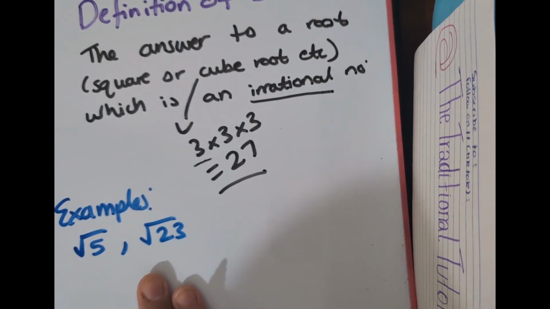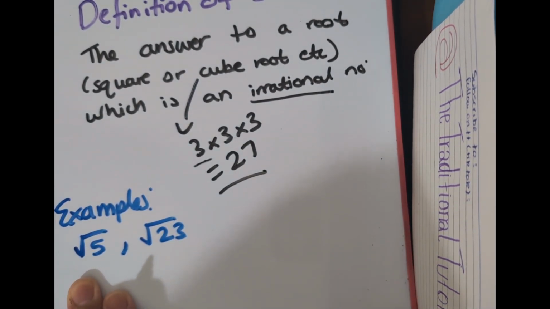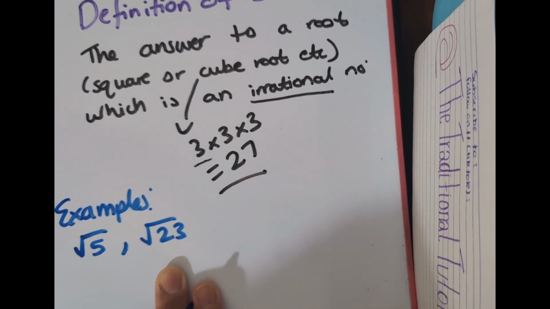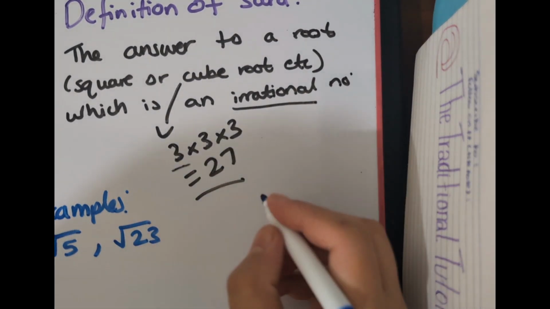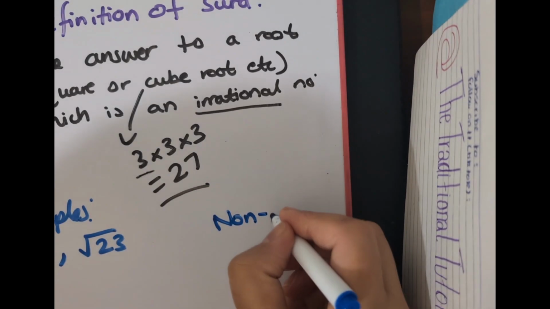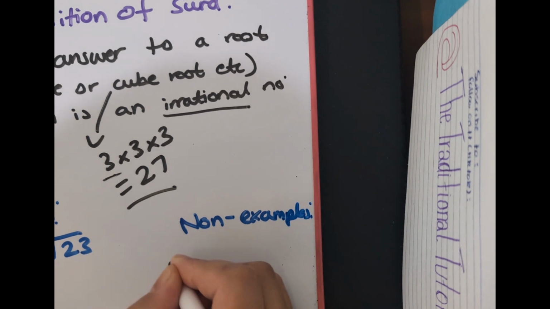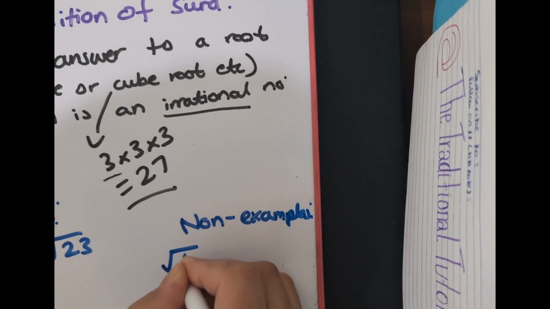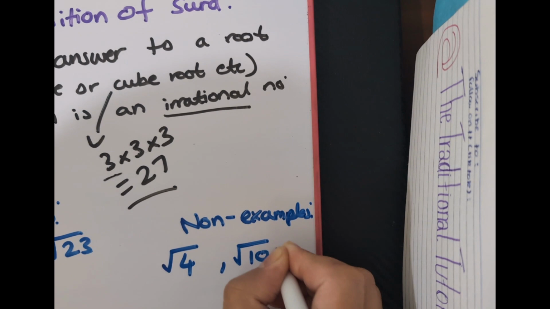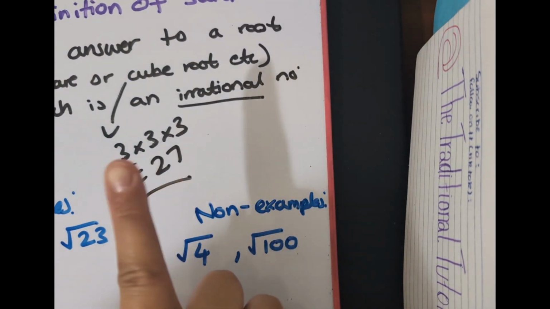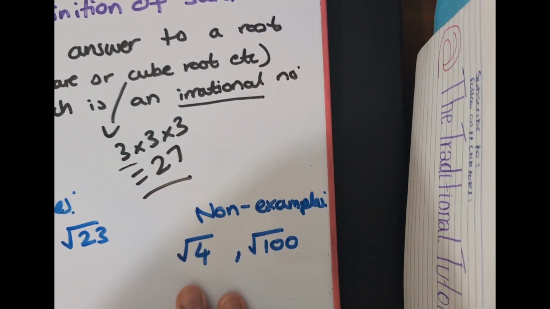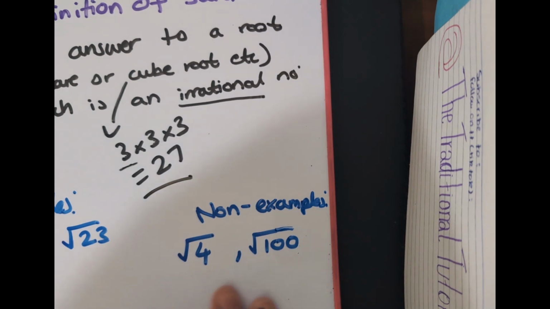And now these are surds, remember, because they don't actually have a square root which is a rational number. And then non-examples of surds include the square root of 4 and the square root of 100. These are not surds because the square root of 4 is 2 and the square root of 100 is 10, so we can actually work them out. So they are rational numbers, hence these are not surds.